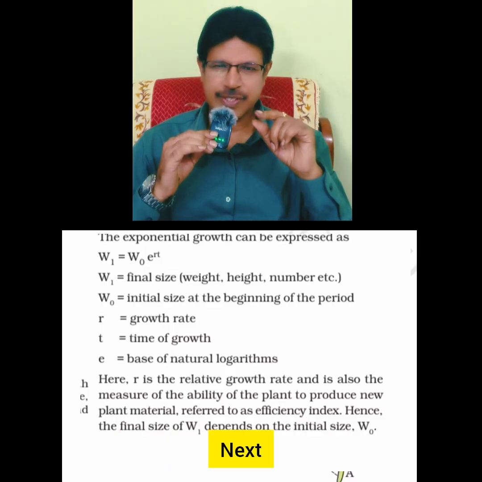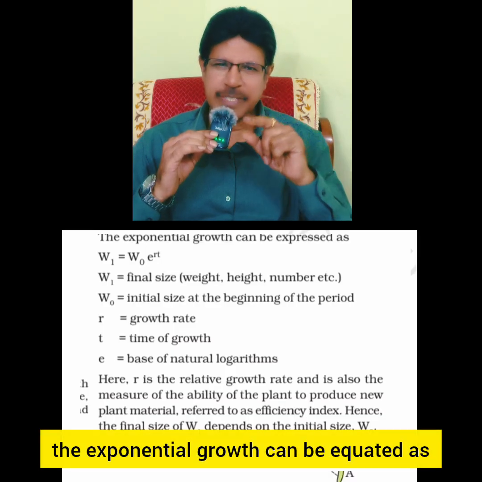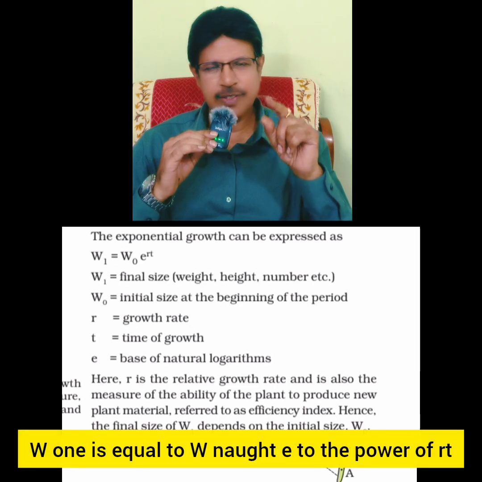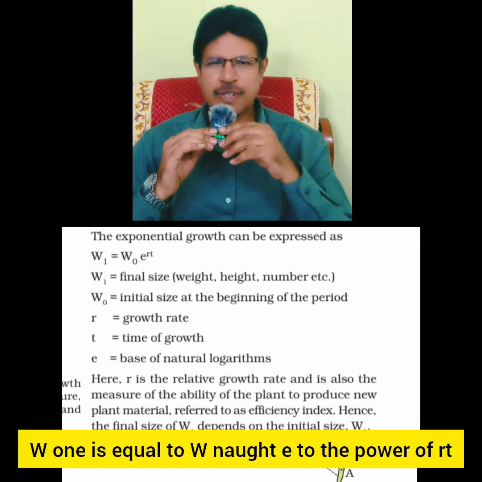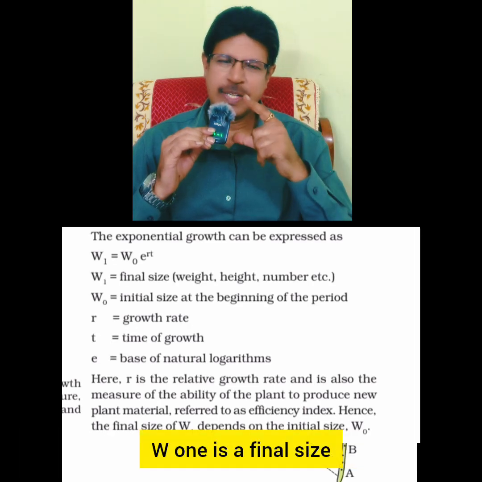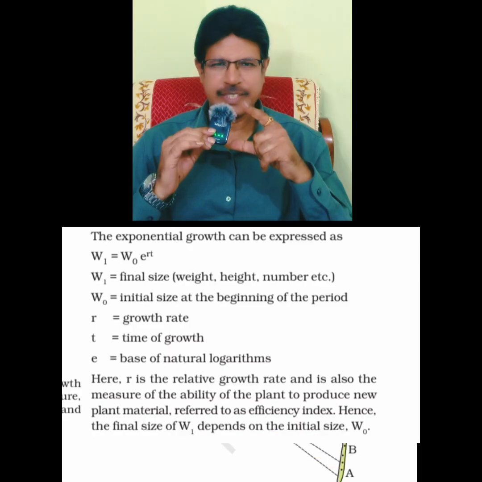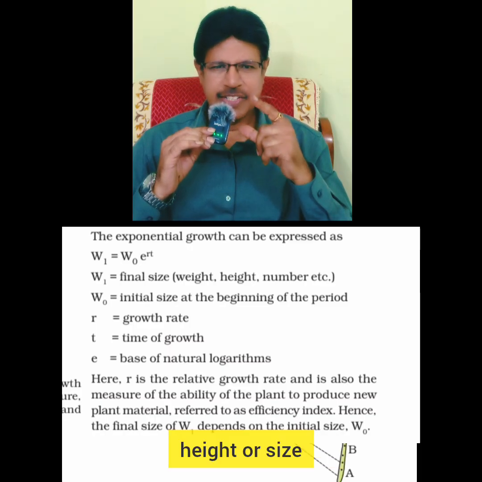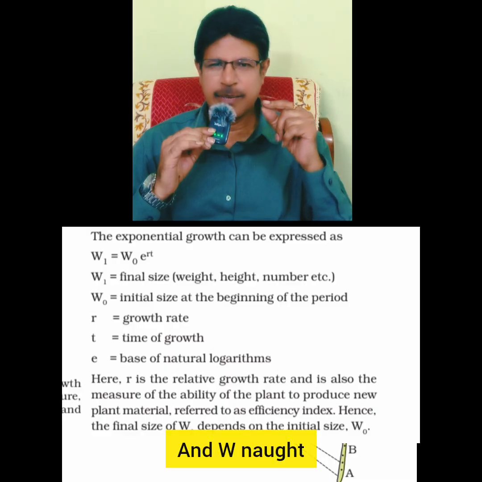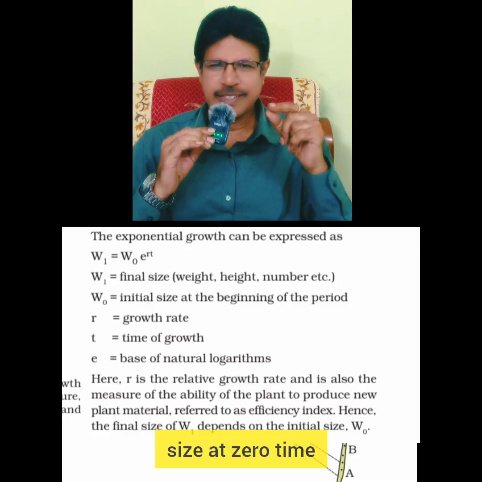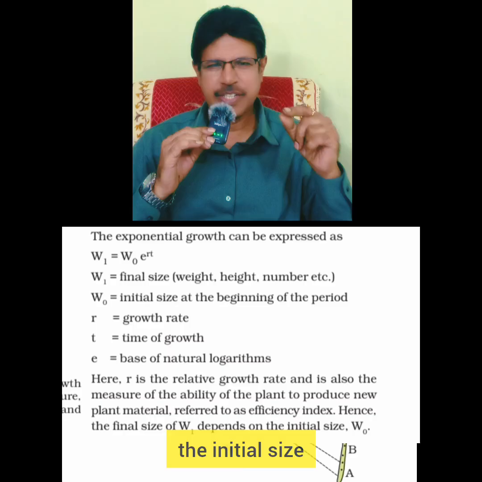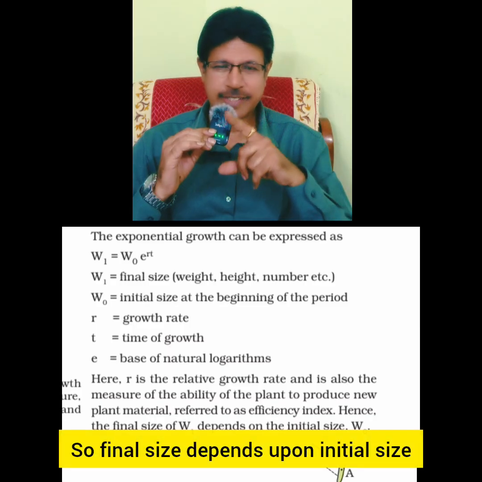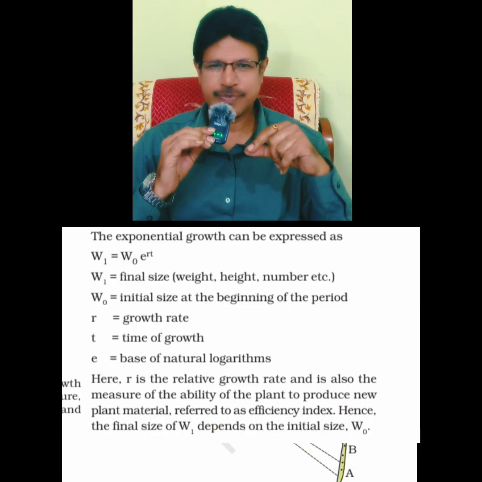Next, the exponential growth can be equated as W1 = W0 e^(rt). W1 is the final size, that is length or height or size, and W0 is the size at time 0, the initial size. So the final size depends upon the initial size.